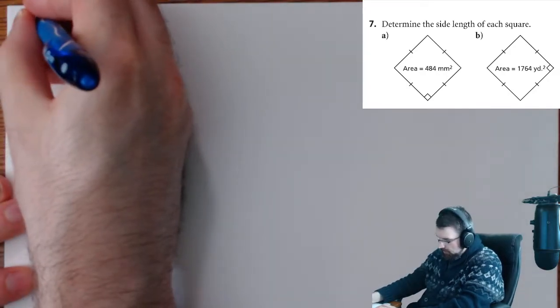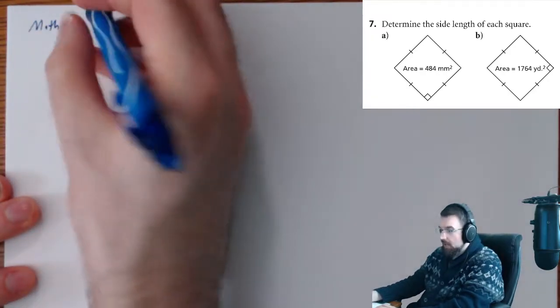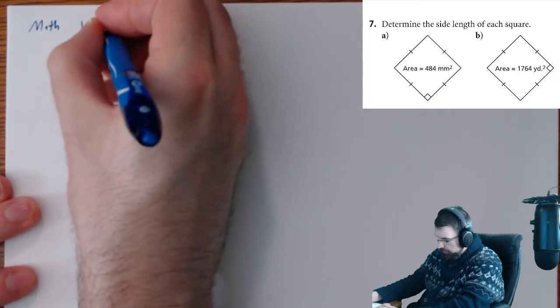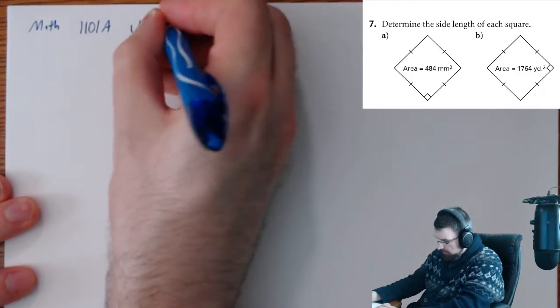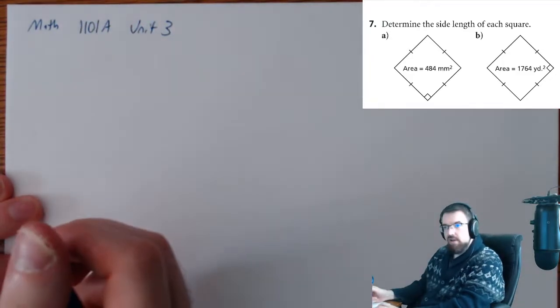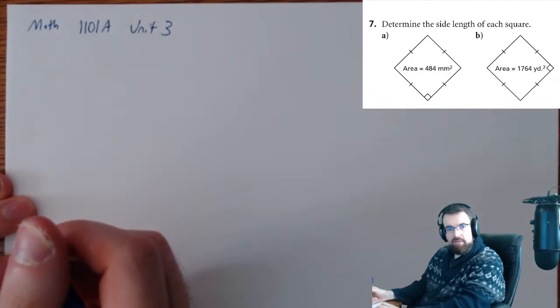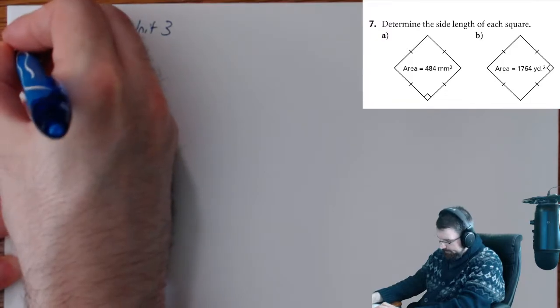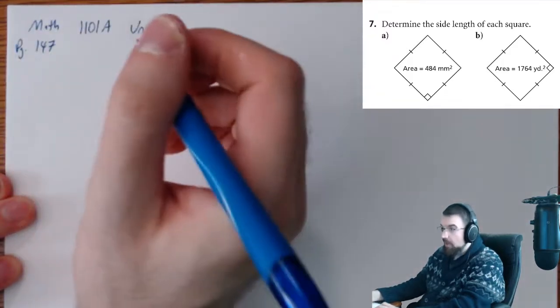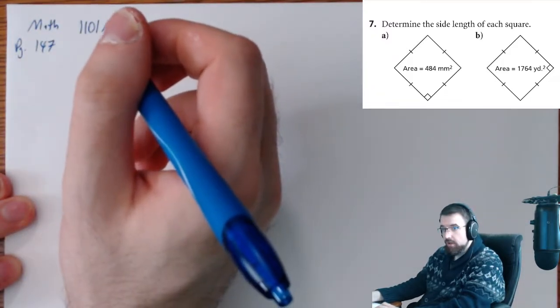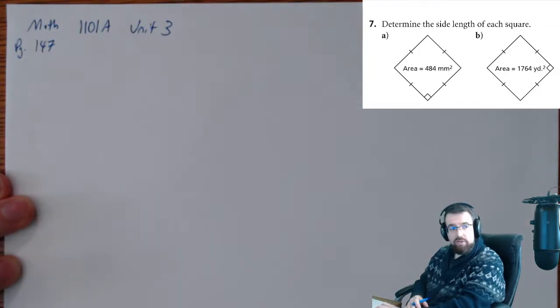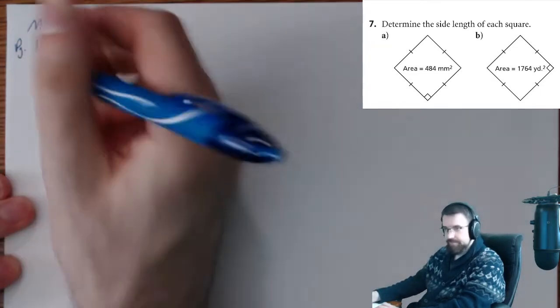But anyway, this is again going to be Math 1101A Unit 3. And we are in the book, page 147. And this is question 7. I'm going to do all the ones you asked for. That'll be 7 to 10, 12, and then number 10 on page 149.